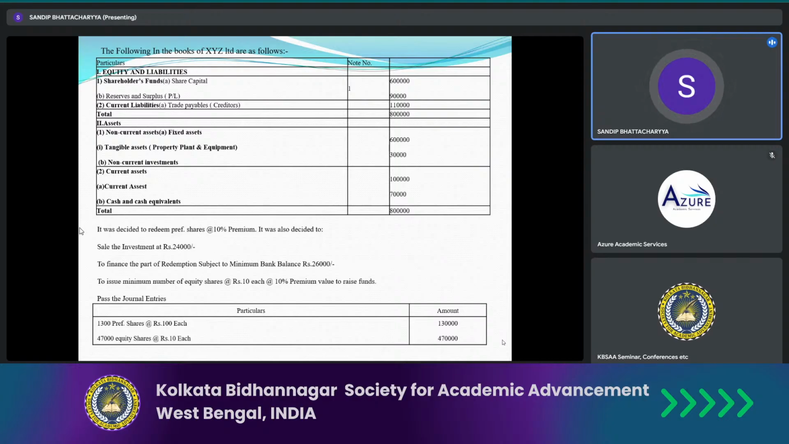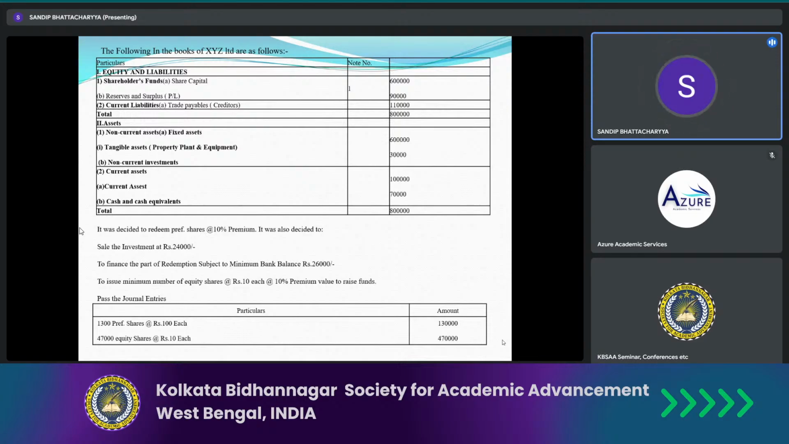So I just need to give a synopsis of this sum. Share capital 6 lakh. Reserve and surplus is 90,000. These are the only free reserves available in my balance sheet. And the total current liability is 1,10,000. So 6 lakh 90 plus 1 lakh 10, the total liability is 8 lakh. That is total capital and liability of rupees 8 lakh. Second is the asset. The fixed asset, the tangible one, is 6 lakh and the non-current investment is 30,000. Current asset is rupees 1 lakh and the cash and cash equivalent is 70,000.